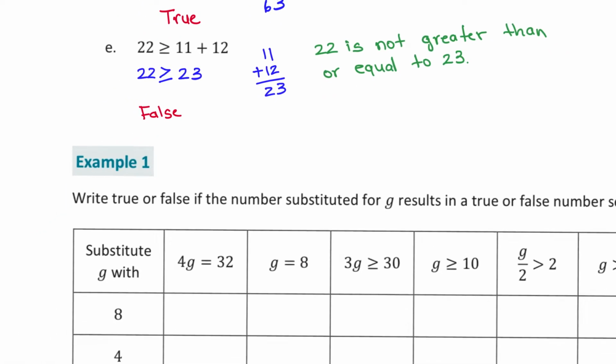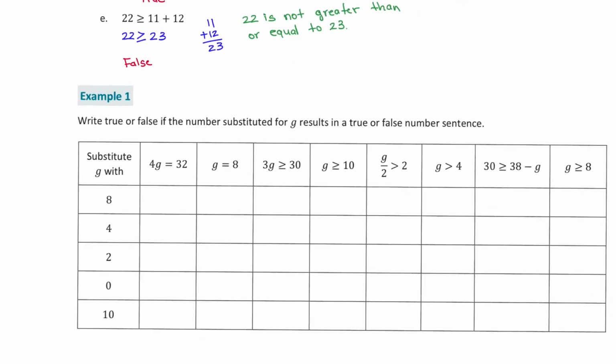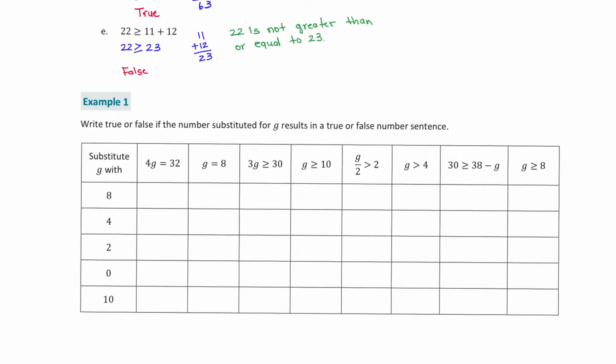Okay, let's go ahead and do the next one. Okay, we're going to do the table. Let's read the directions of example number 1. Write true or false if the number substituted for G results in a true or false number sentence. Now here's going to be very important that when we substitute G with all these numbers they gave us, we understand the 4G means times, 4 times G. Here's a 3 times G. Here that means G divided by 2. And that's it. So we can get started with the first one.